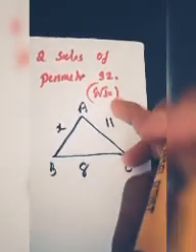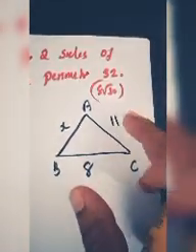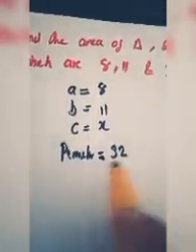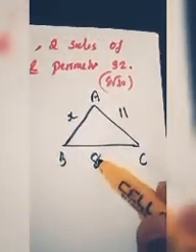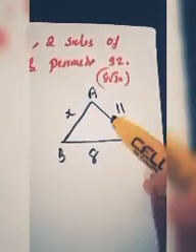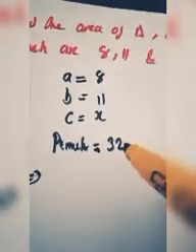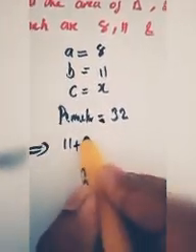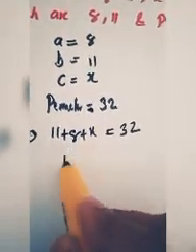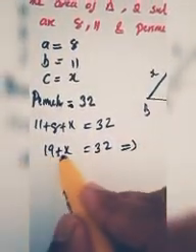That means 8 plus 11 plus this x will be the perimeter. Here the perimeter is given as 32. That means perimeter is equal to 32 implies 8 plus 11 plus x is equal to 32, because perimeter means the sum of all sides. So 11 plus 8 plus x is 32. What is 11 plus 8? 19. So 19 plus x is 32. From this equation we can easily calculate the value of x.